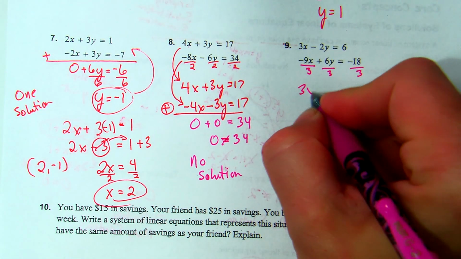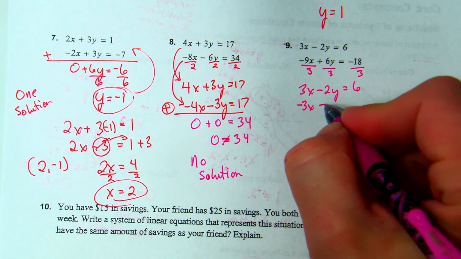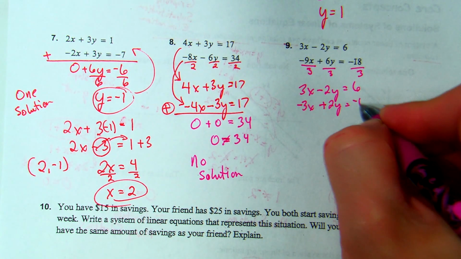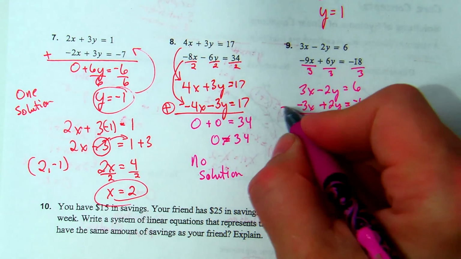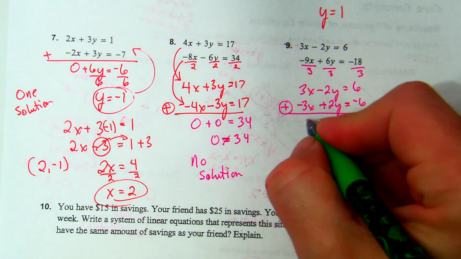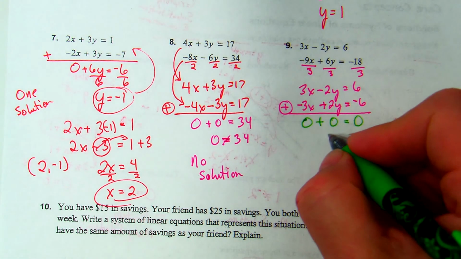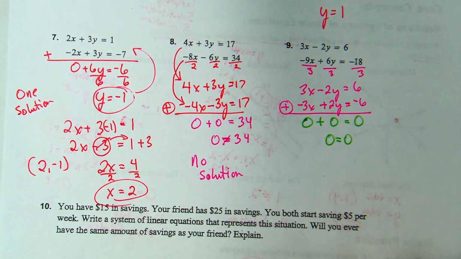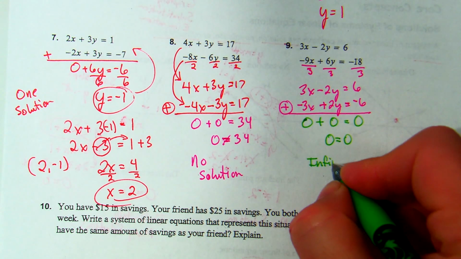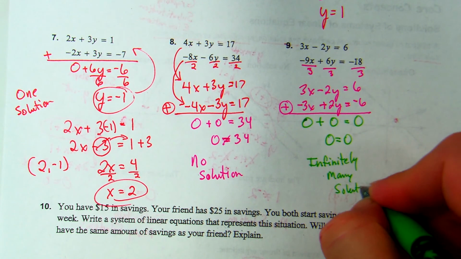The top equation is 3x minus 2y equals 6. The bottom equation is going to be negative 3x plus 2y equals negative 6. I can take those and add them together and try to eliminate some variable terms, so I can get down to an answer possibly. I'm going to have a 0 here. This one's going to end up being 0, and that one actually is going to be a 0. So I'm going to have 0 equal to 0, which means I'm going to have infinitely many solutions.